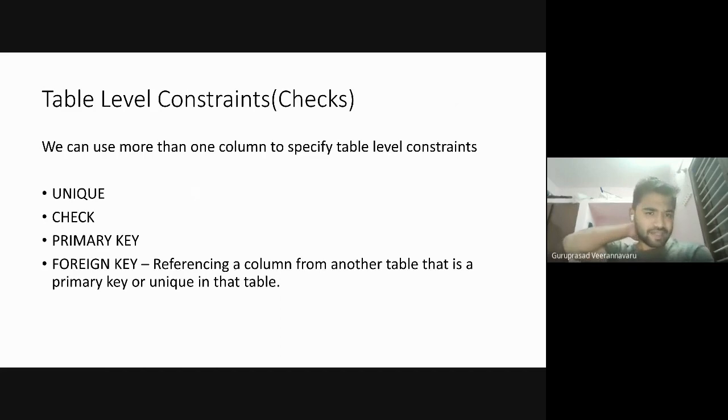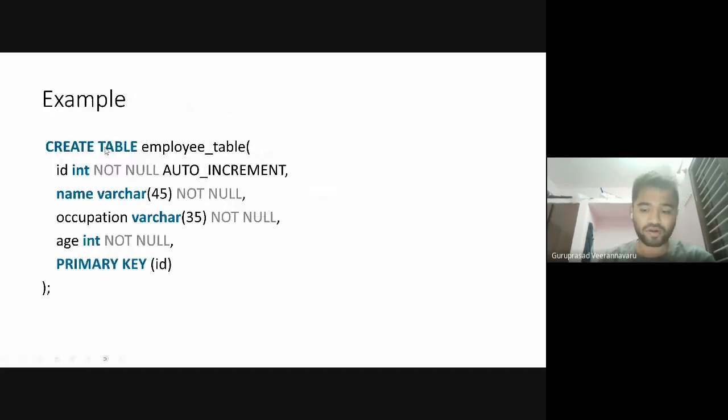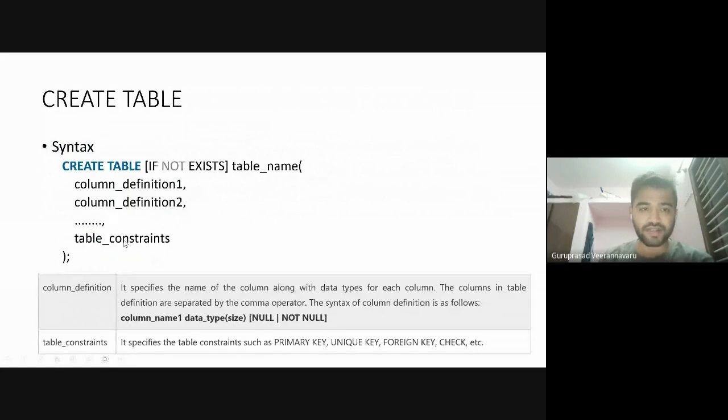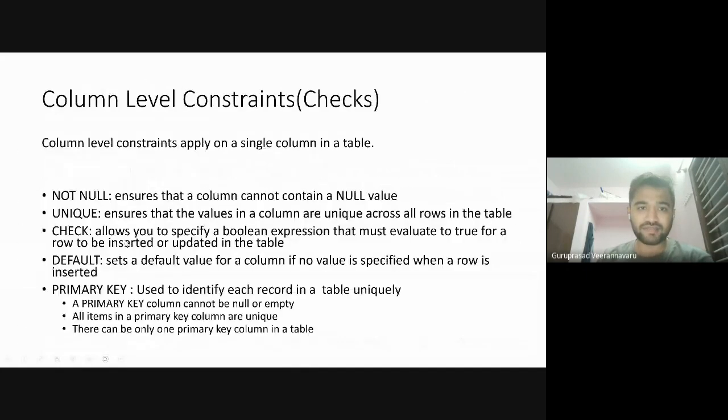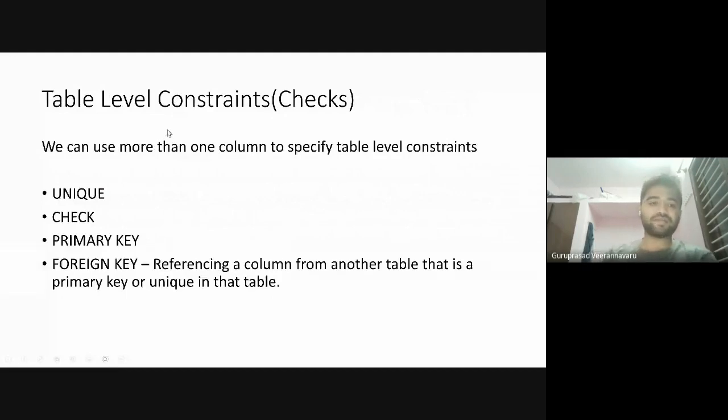And then we have table level constraints. Table level constraints, as I told you, we add at the bottom. Even table level constraints are the same. Whatever we had at column level, we can use most of them at table level. So we discussed unique, check, and primary key.